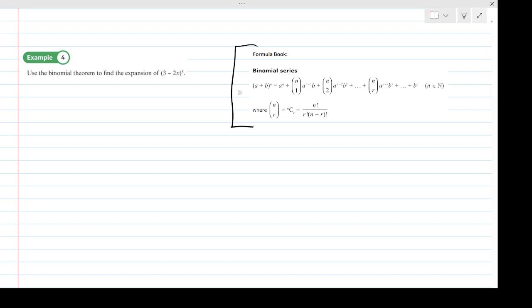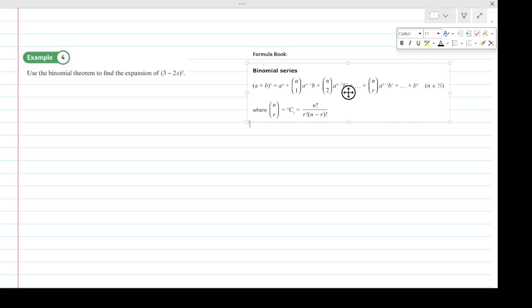You'd find it there under binomial series, and it's basically a very similar form to how I've given it, but you need to know how to use it, right? Because again, it looks like a bunch of gobbledygook without actually knowing what all these terms mean, which we're going to look at now.